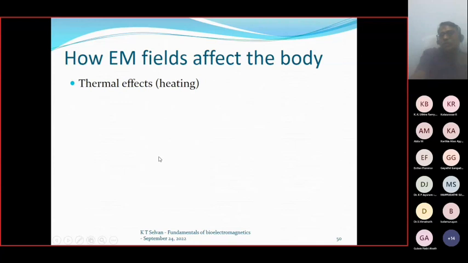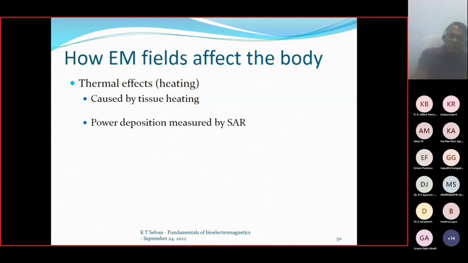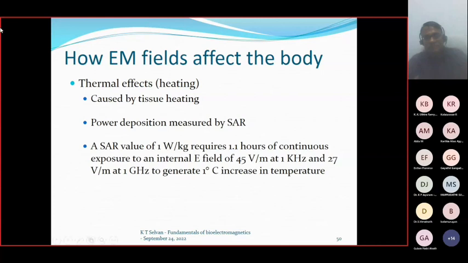Now, what are the actual manifestations? One is heating. Heating is something we all routinely experience. So this is caused by tissue heating, and power deposition is measured by the specific absorption rate. But this is a very important factor to keep in mind. A specific absorption rate of 1 watt per kilogram requires 1.1 hour of continuous exposure to an internal electric field of 45 volts per meter.